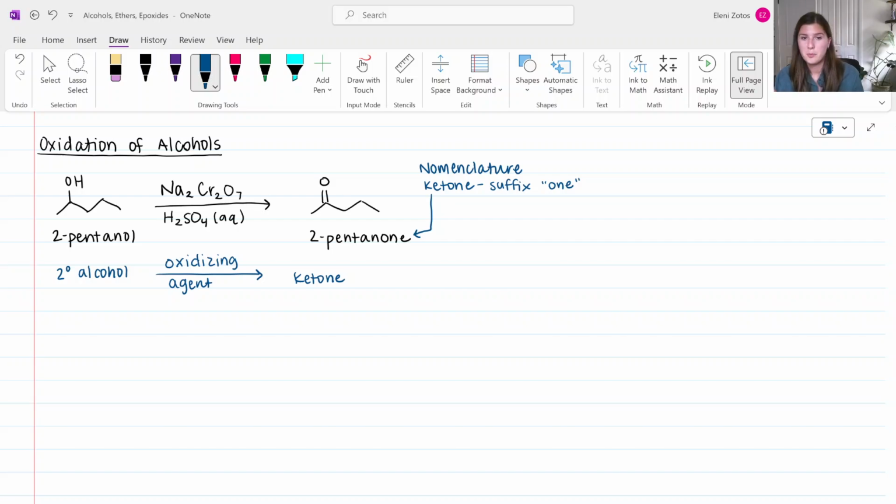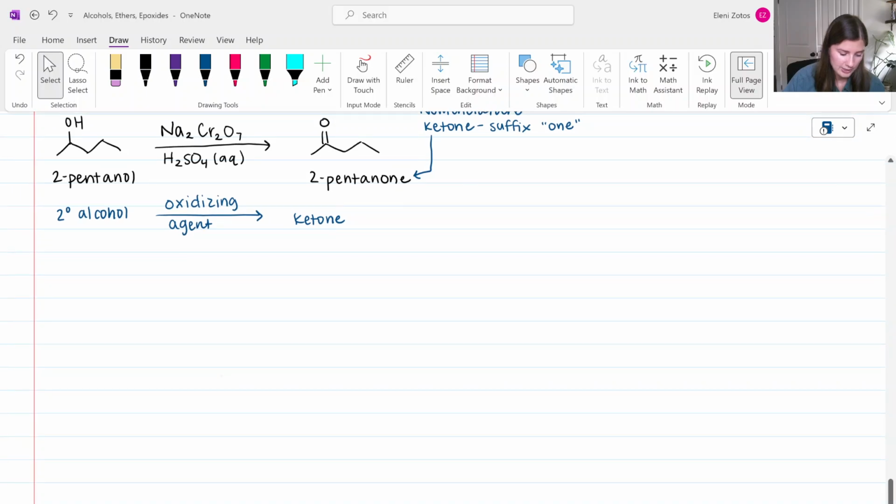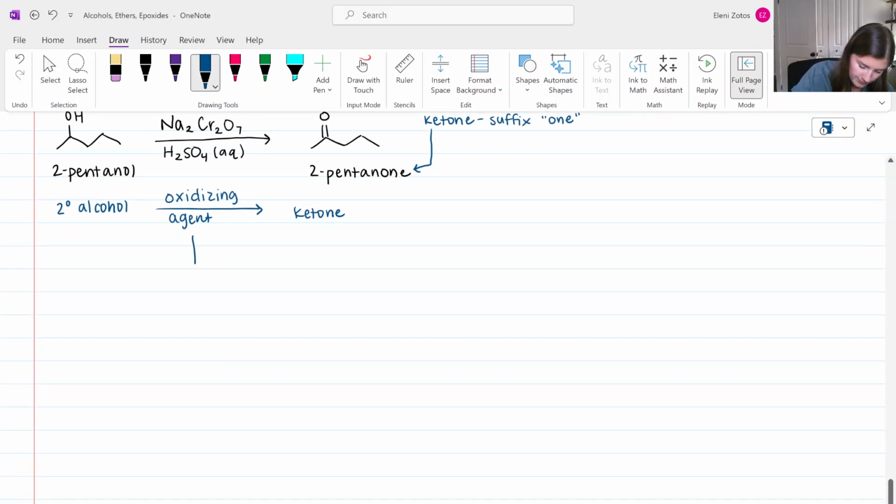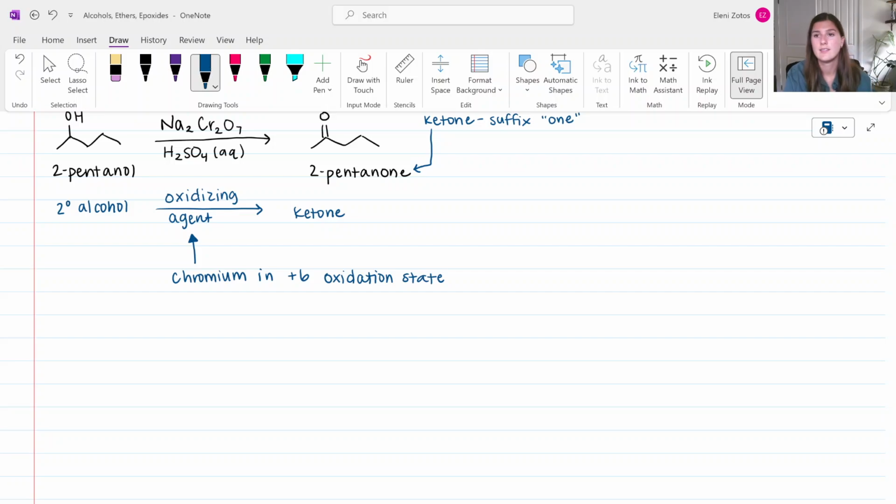So there are a number of different oxidizing agents. Let's write this down here. And they're all in this list: chromium in a +6 oxidation state. Metals can have really high oxidation states. So we have 3 examples.